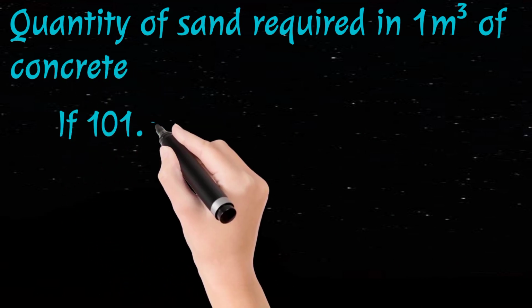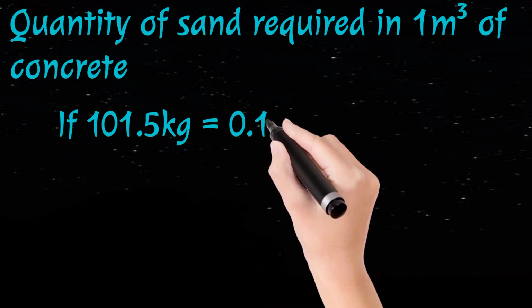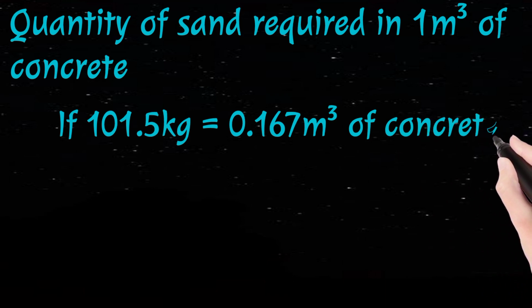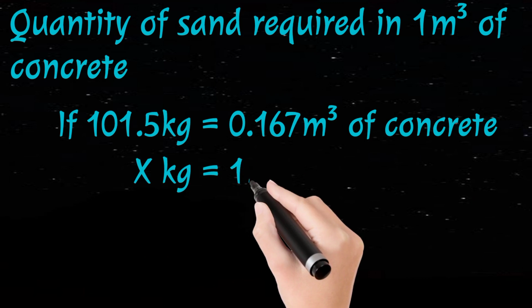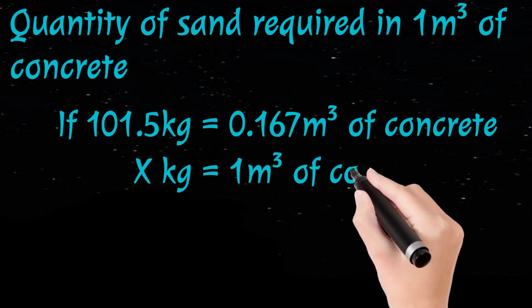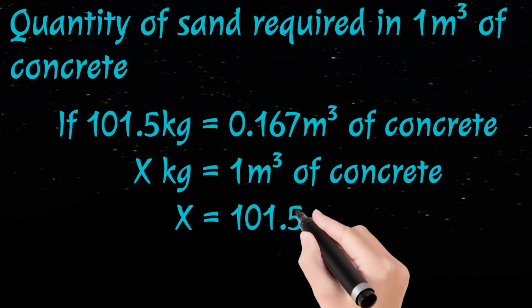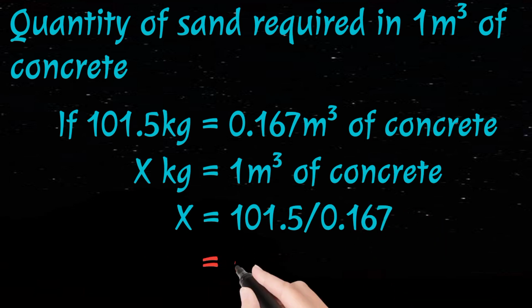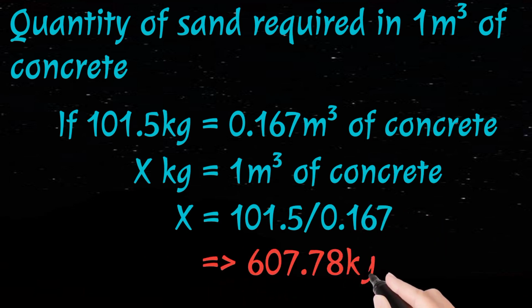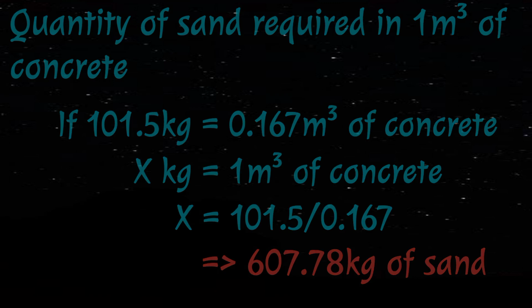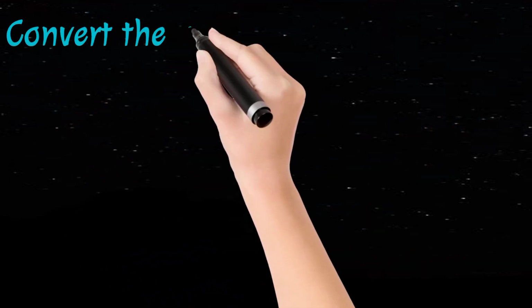So we are going to the next item, which is the quantity of sand required in 1 cubic meter of concrete. Now we are going to do the same thing. If 101.5 kilogram of sand gives us 0.167 cubic meter of concrete, as calculated in our step 3, how many kilogram of sand will be present in 1 cubic meter of concrete? I hope you're understanding this. So we have 101.5 divided by 0.167, and doing the calculation, we have 607.78 kilogram of sand. This is what is required in 1 cubic meter of concrete.